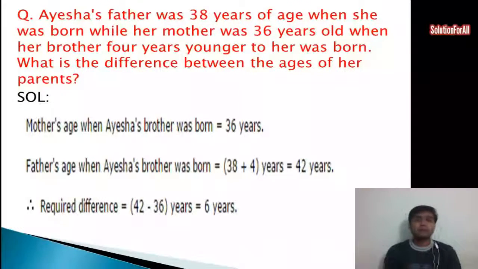So the question of next type. Aisha's father was 38 years of age when she was born, while her mother was 36 years old when her brother, 4 years younger to her, was born. What is the difference between the ages of her parents? Mother's age when Aisha's brother was born is equal to 36 years. Father's age when Aisha's brother was born is equal to 38 plus 4 years, that is 42 years. We will get the difference very easily. 42 minus 36, that is equal to 6 years.